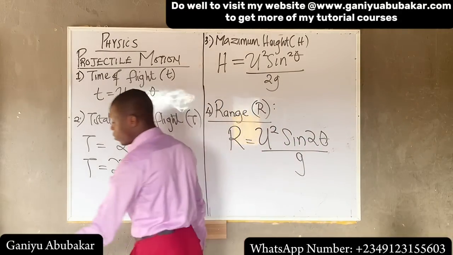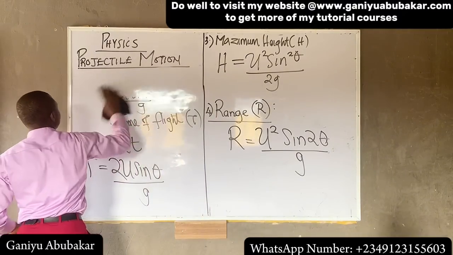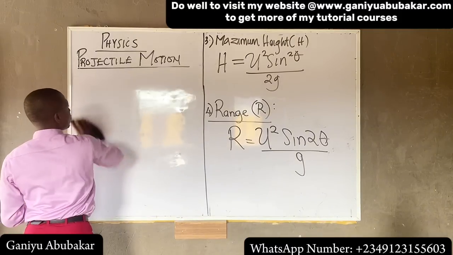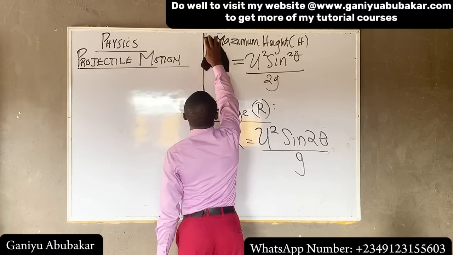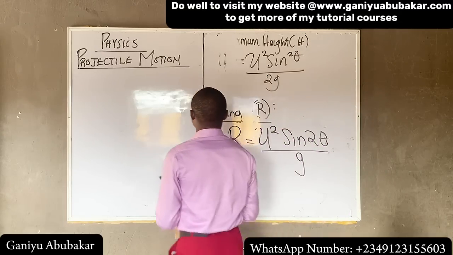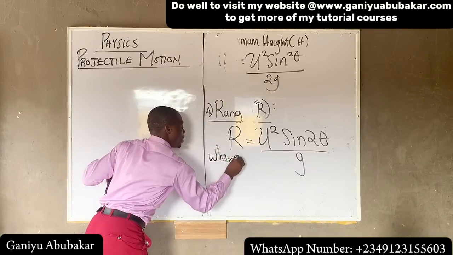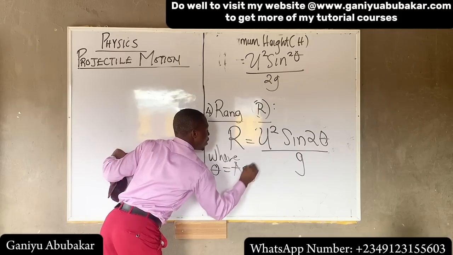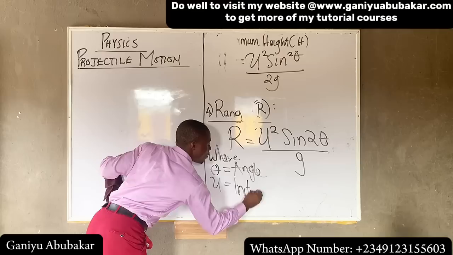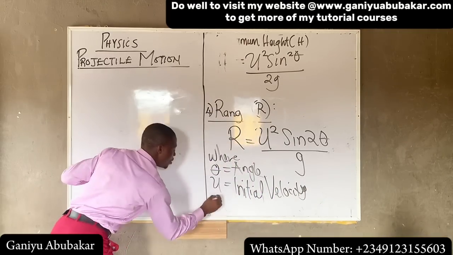Let's take an example and then we're off this concept. But first, before I clean the board, look up, let me define the terms. Where theta is the angle, u is the initial velocity. What is g there?